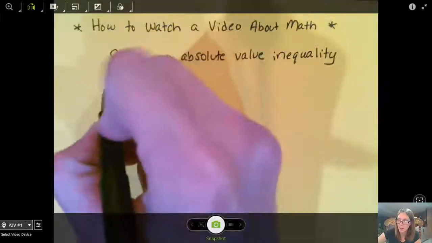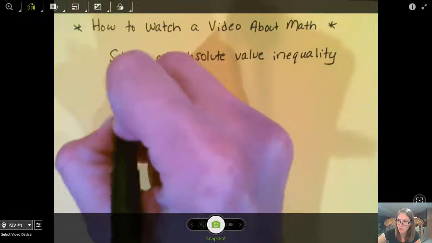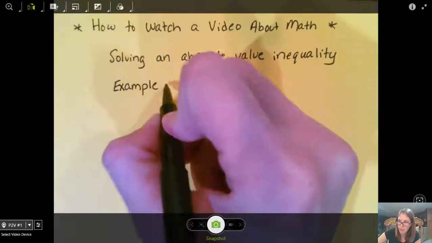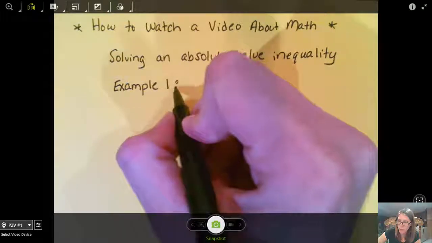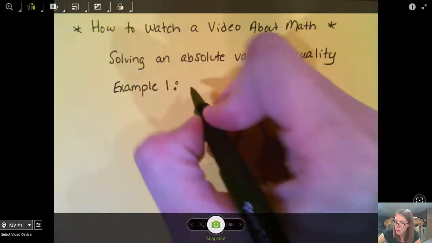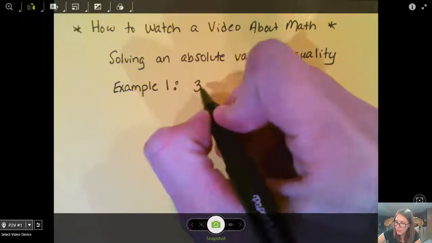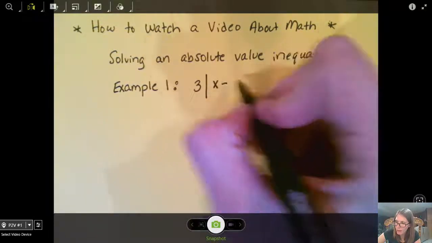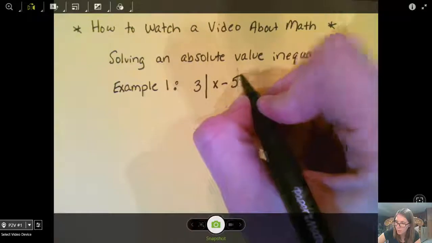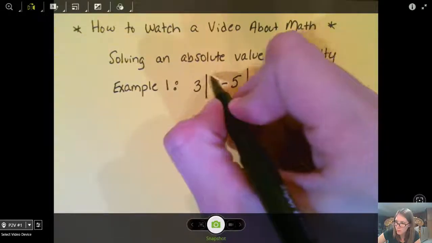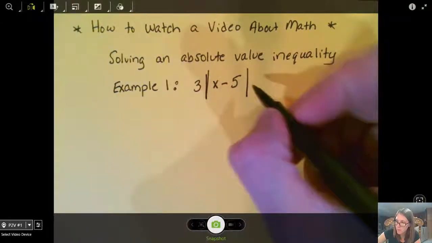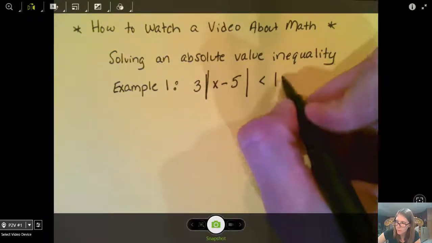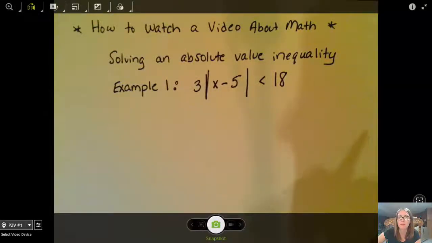And the first example that we are going to do, let's do 3 times the absolute value of x minus 5 is less than 18.